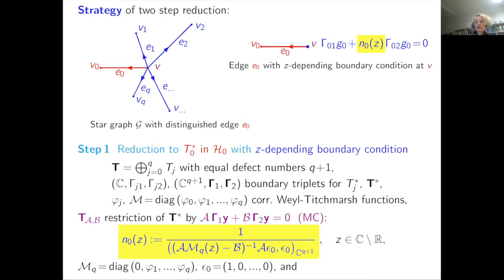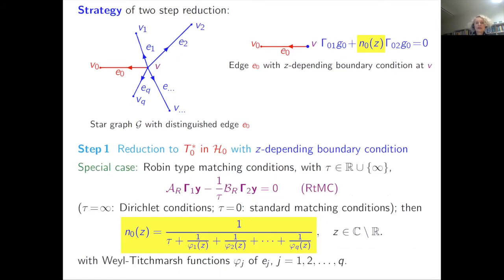And we also show that this N0 happens to be an Evans-Nevanlinna function. This will be important in the following. So maybe because this looks all a little bit very abstract, let's have a look what we get for this N0 in a more particular case.